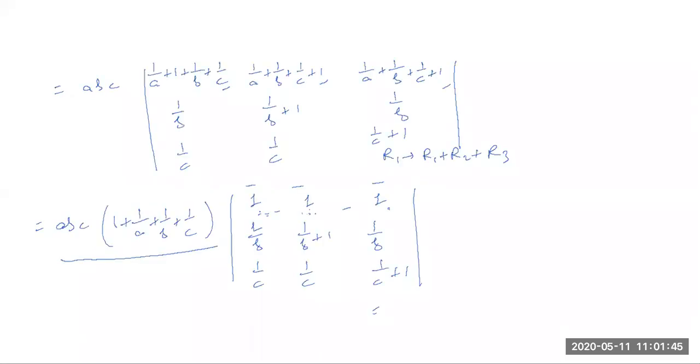R1 minus R3. So what will happen, beta? Sir, we will get two zeros quickly. Not R1, C1. Yes sir, sorry, C1 replaced by C1 minus C2. Yes, the same thing we will do. Okay, so it will be ABC times 1 plus 1 upon A plus 1 upon B plus 1 upon C. So we'll replace C1 by C1 minus C2 and we'll replace C2 also by C2 minus C3.